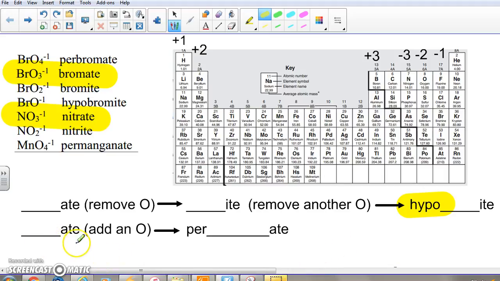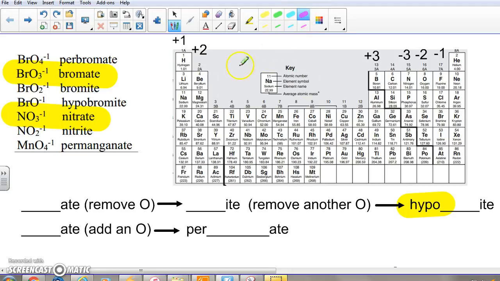And then if you have the ate ending, but you add an oxygen to it, then you get your per. So that's where bromate becomes perbromate. I give more examples and talk in more detail about those in the video for ion quiz number 5.